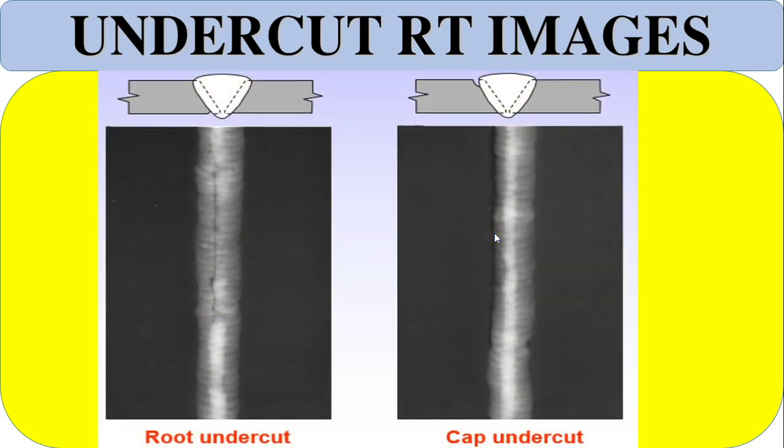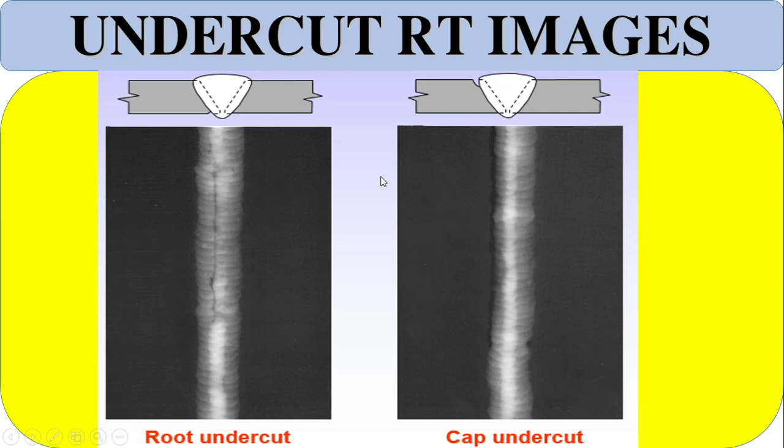Now, how do undercut RT images look? You see the root undercut here. On one side the image is okay, there is no problem. But on the other side, from here to here, there is undercut, which means not the full length of the weld. Only in that area is the root undercut there. So the image comes like that.